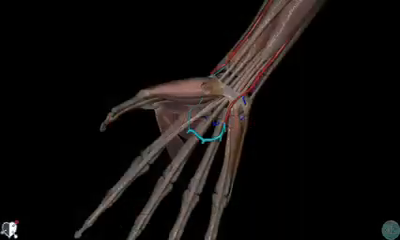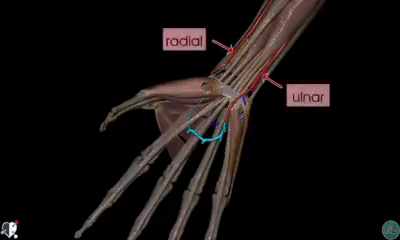What we're looking at here is an anterior view of the distal forearm and the hand. We can see the radial and ulnar arteries which provide the arterial supply to the hand and the wrist via various different branches.